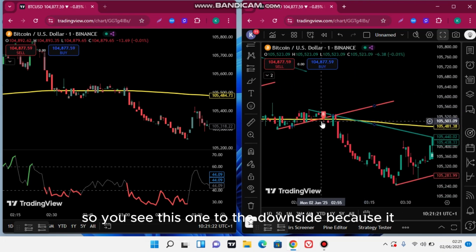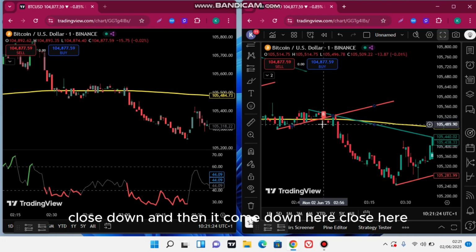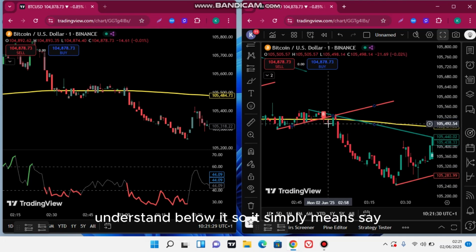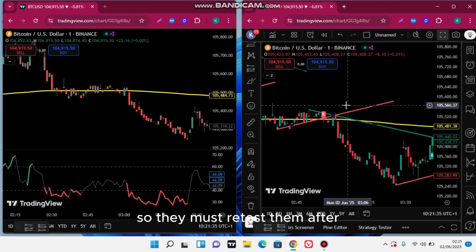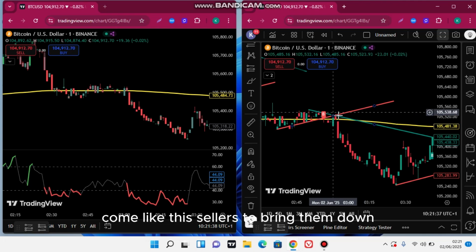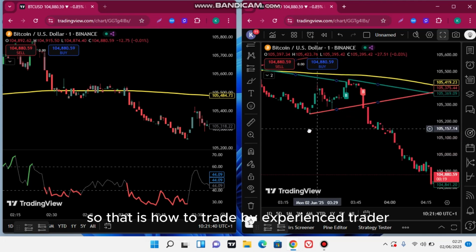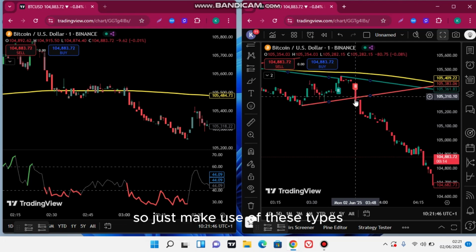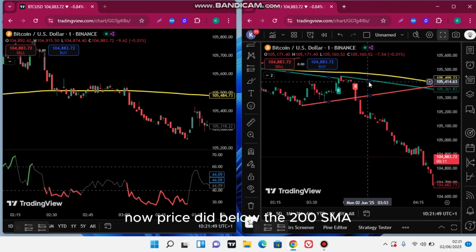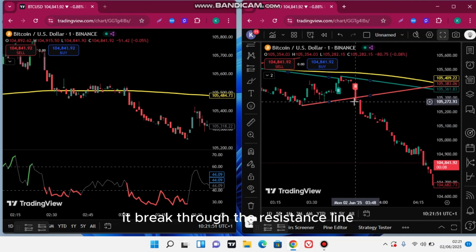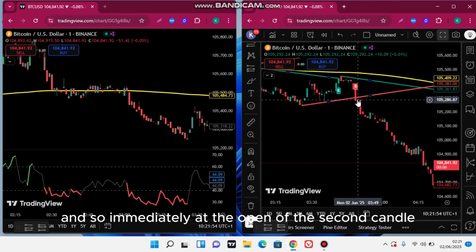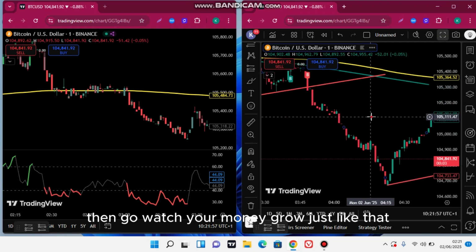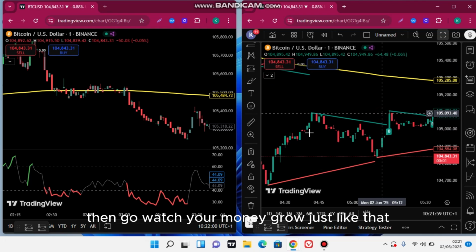So you see this one to the downside, because it closed down and then it come down here, close here, understand, below it. So it simply means say sellers don break this 200 SMA, so they must retest them. After the buyers they go fight their own fight, come like this, sellers will bring them down. So that is how to trade by experienced trader. But as you don't be experienced trader yet and you try to grow your money, so just make use of these types. Now price dey below the 200 SMA, you break through the resistance line, and so immediately at the open of the second candle you go place your sell, then you go watch your money grow just like that.